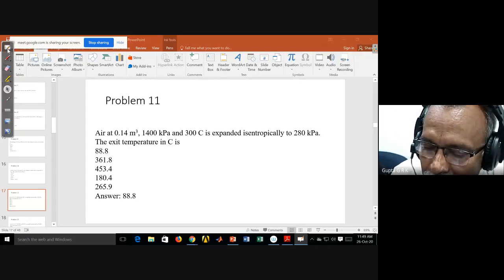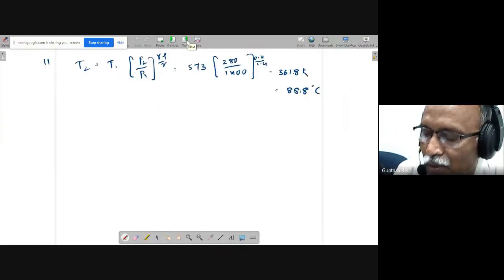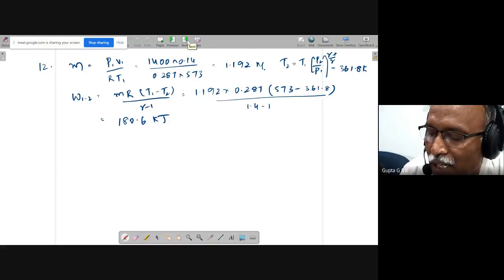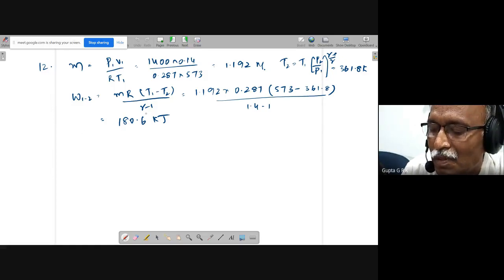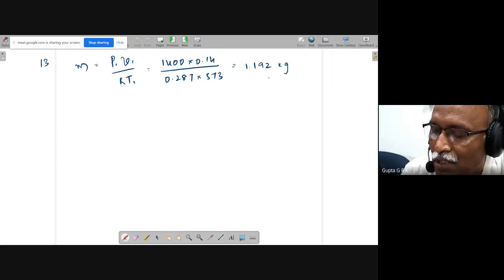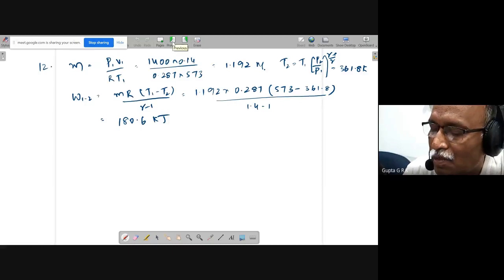So this is 11. Here T2 is equal to T1 into P2 by P1 to the power of gamma minus 1 by gamma. And the next problem, with the same data, mass is asked. So P1 V1 by R T1, you can use that formula. And you can get the work done by m R into (T1 minus T2) by gamma minus 1. You will get that. And I think a separate problem is given about mass. This mass, 0.1192, is used in the previous one.